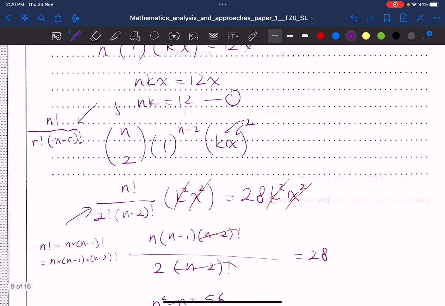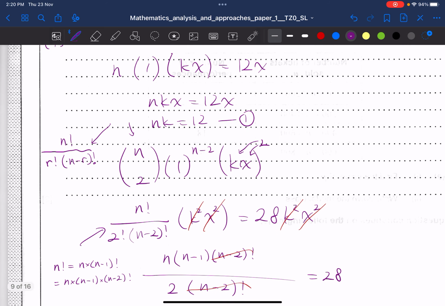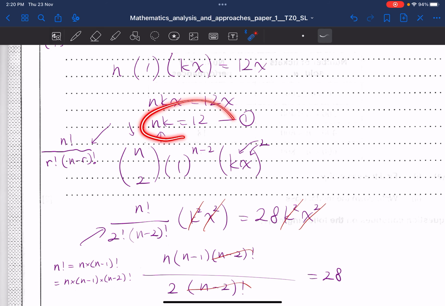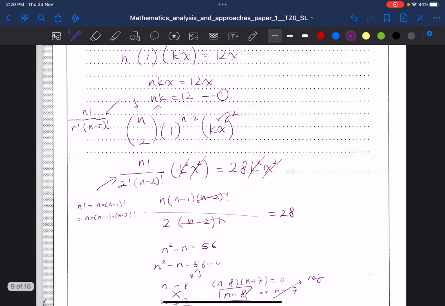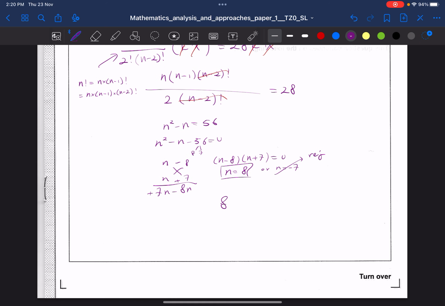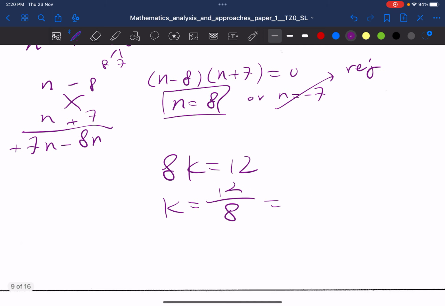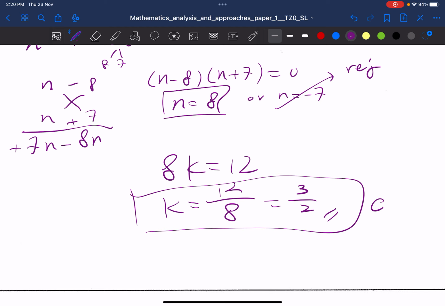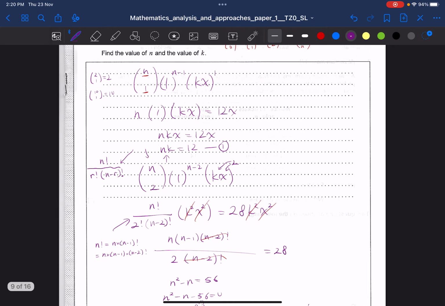And then we need to find k as well, right? So I'll just put it into this equation here. Don't forget we have this equation to work with. nk is 12, so 8k equals 12. So k equals 12 over 8. Hence, if we divide top and bottom by 4, you get 3 over 2, which meets the question requirement itself. This actually is a rational number. Okay, so that's basically section A here.